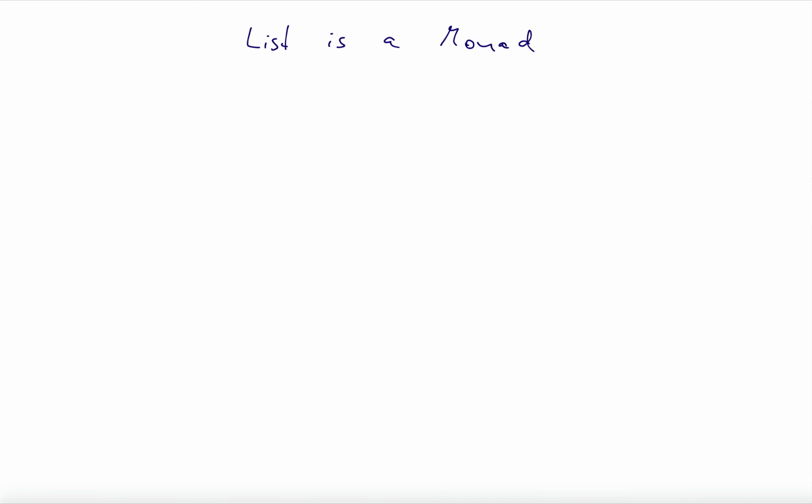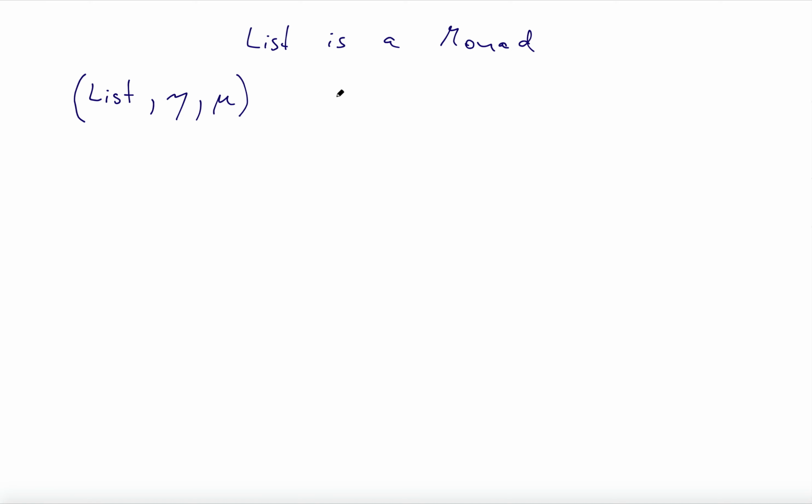In this video, I just want to quickly run through the example of lists and verify that lists are a monad. So what are lists? We have a functor which maps a set to the set of all lists over that set. And we have two maps, eta and mu.